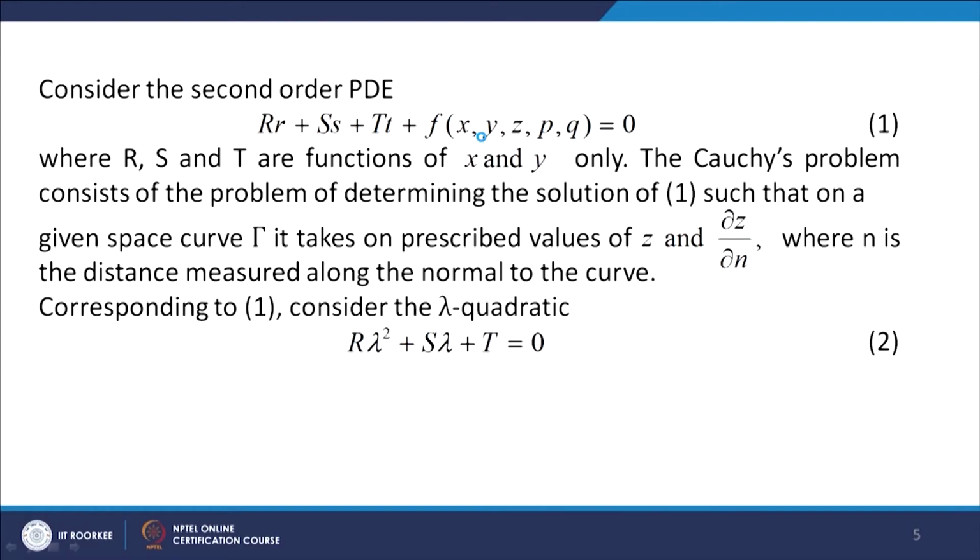Consider the second order PDE Rr plus Ss plus Tt plus f(x, y, z, p, q) equal to 0, where R, S, T are functions of x and y only. The Cauchy's problem consists of determining the solution of this second order PDE such that on a given space curve gamma it takes on prescribed values of z and the partial derivative of z with respect to n, where n is the distance measured along the normal to the curve. Corresponding to this equation 1, we know that the lambda quadratic is given by R lambda square plus S lambda plus T equal to 0.